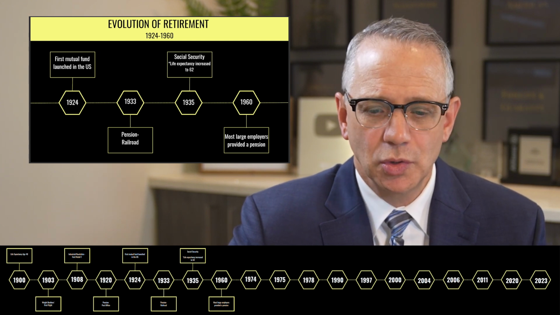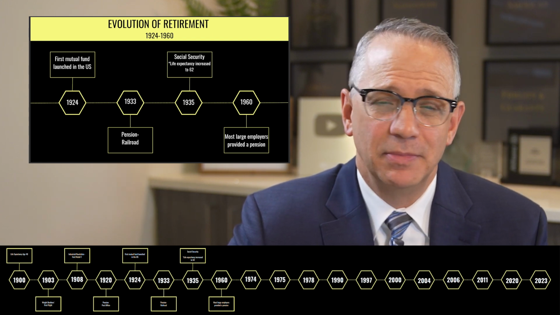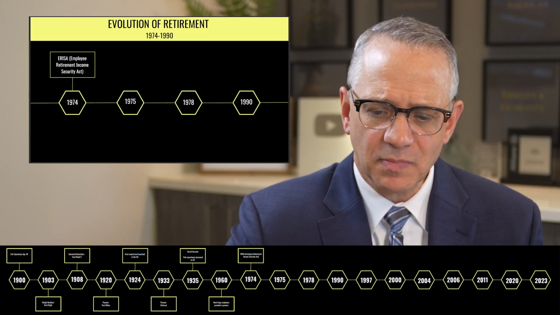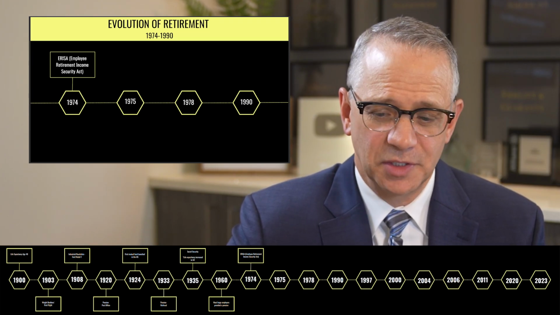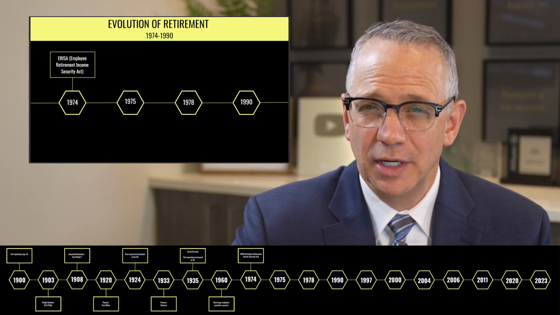So now let's fast forward to 1960. By then, most large employers are now offering pensions. And so that became the retirement plan, right? You worked for a company during your career, and once you retired, you had a pension. Now, let's fast forward to 1974. This is when ERISA first came into being. So the Employee Retirement Income Security Act, this law was passed to help regulate pensions, right, and to set certain standards.